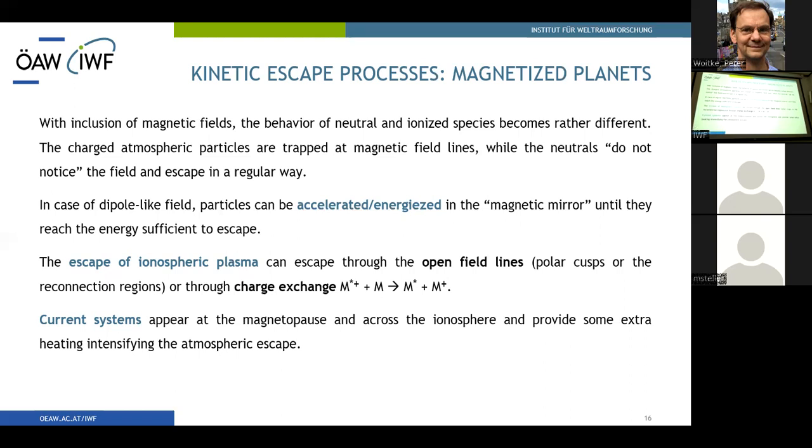And additionally, as Rumi already told, in the presence of a magnetic field, numerous current systems are going to appear at the magnetopoles or across the ionosphere. But the general thing about them is they can provide additional heating, which in turn intensifies the thermal escape. So I will come back to it a little bit later. The inclusion of magnetic fields should be taken with caution, and the specific configuration has to be accounted for every planet.